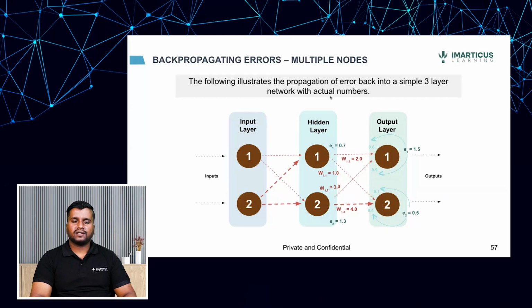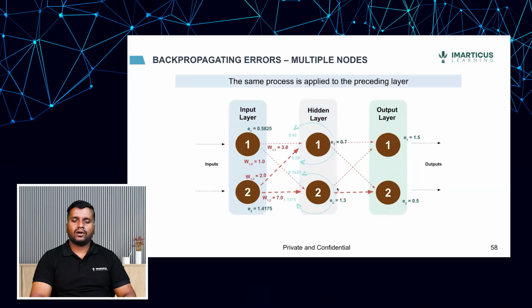In the following illustration, we can see three simple layers: input layer, hidden layer, and output layer. The weights of the output layer are being adjusted based on the output errors: E1 is 1.5, E2 is 0.5. In order to reduce these errors, we need to change the weights again. And again, you can see the newer weights get optimized based on the previous weights and the gradient or error value. Now this has happened between the hidden layer and the output layer.